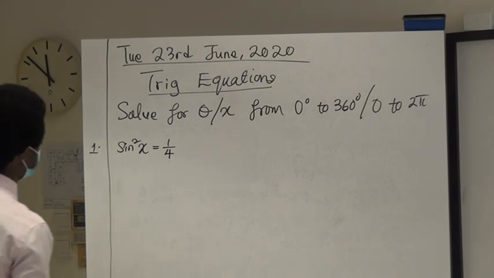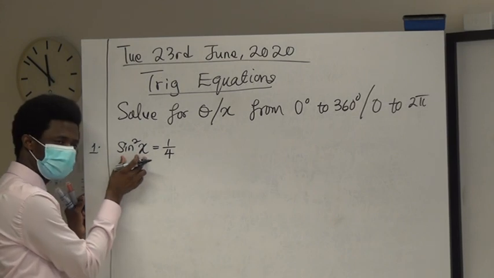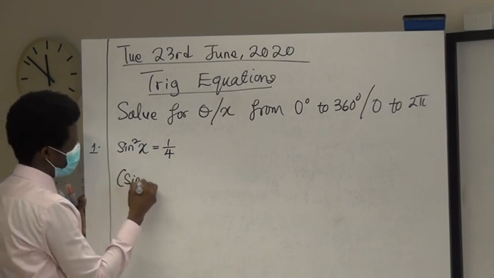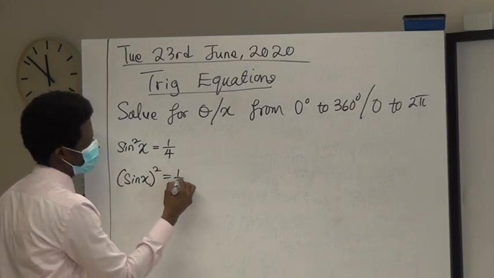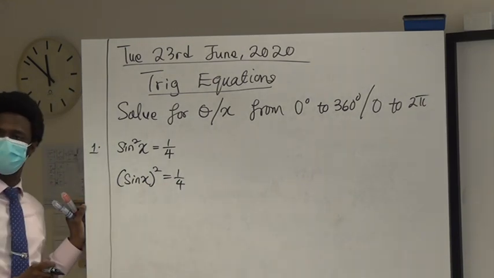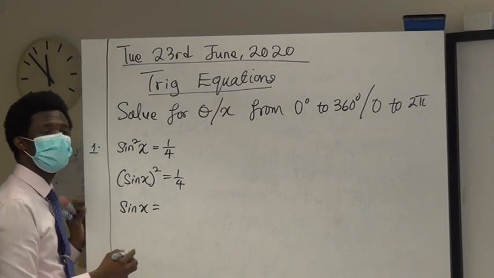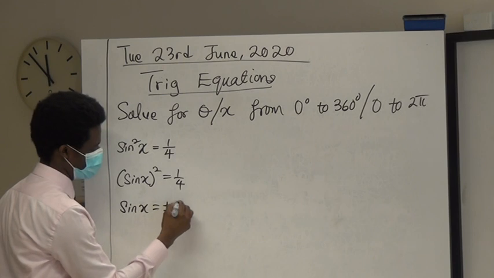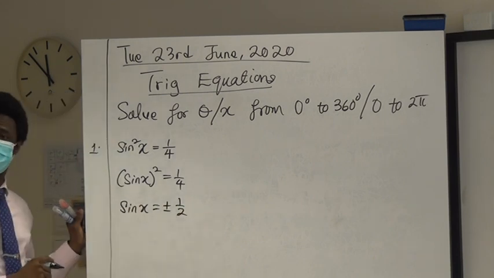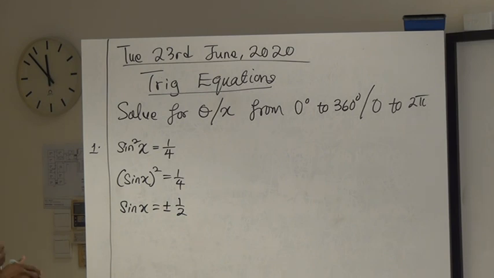So this is what you do. Please pay attention, because this is squared. Remember, this is actually sine x all squared equals 1 over 4. So that's like having a squared equals 1 over 4. So first of all, we deal with the square. It's going to be plus or minus the square root of that. Am I making sense? So now you have two different trig equations.